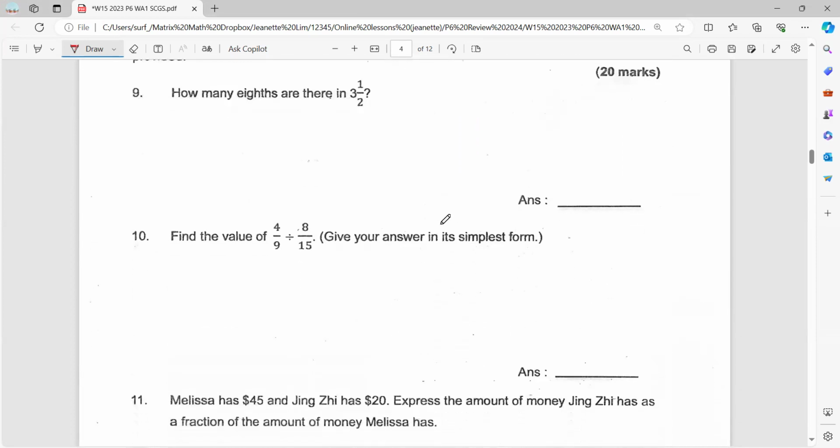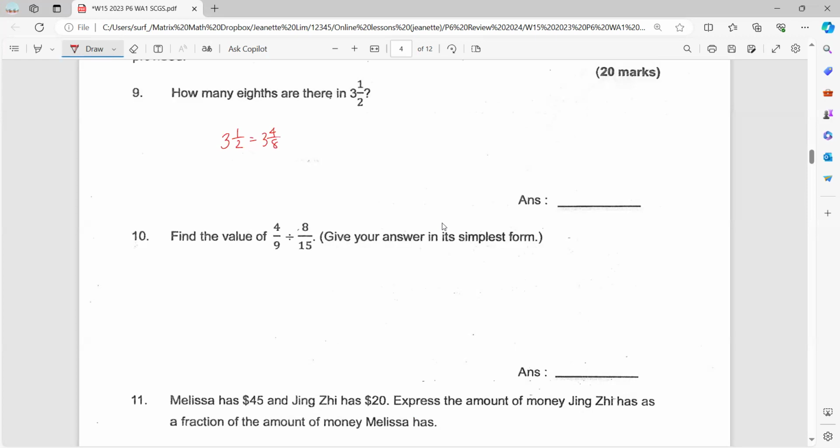Section B, how many 8s are there in 3.5? So you have to change it to over 8. So let's change this fraction to over 8, which is 4 over 8. Now the whole number stays as 3. Do not multiply 3 by 8 when you're changing the mixed number. Only change the fraction portion.